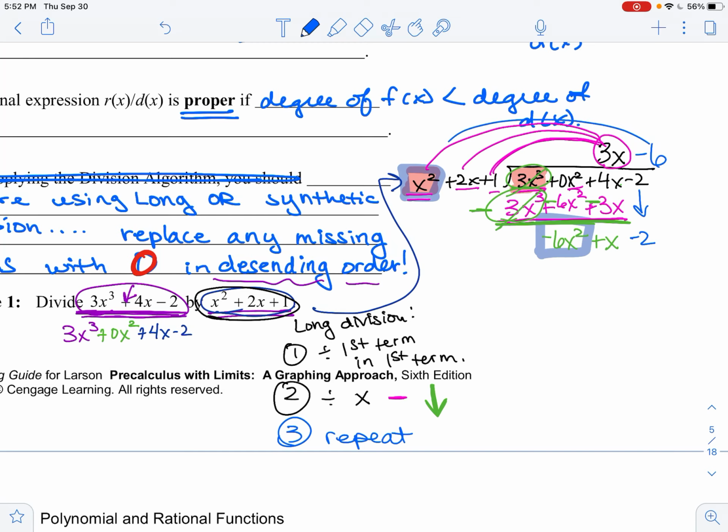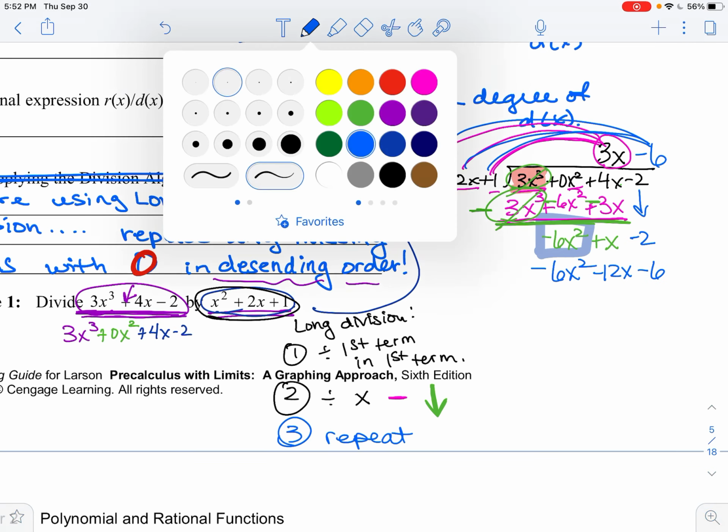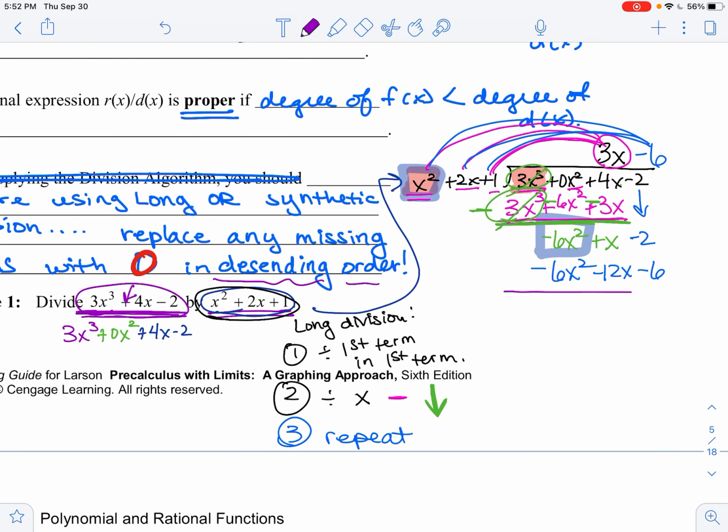Now we're going to multiply back. So negative 6 times x squared is a negative 6x squared. Negative 6 times 2x is minus 12x. Negative 6 times positive 1 is negative 6. Now we're going to draw the line, change the signs. That's our subtraction. Negative 6x squared plus 6x squared are canceled.